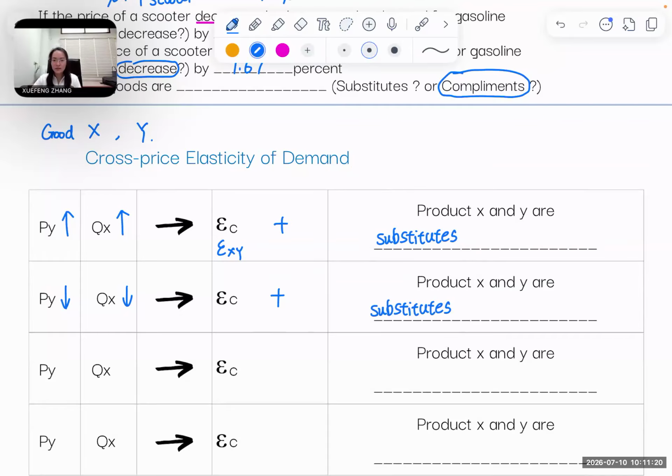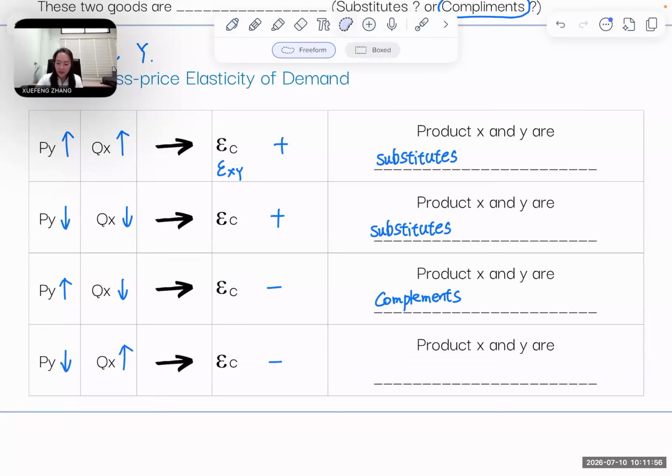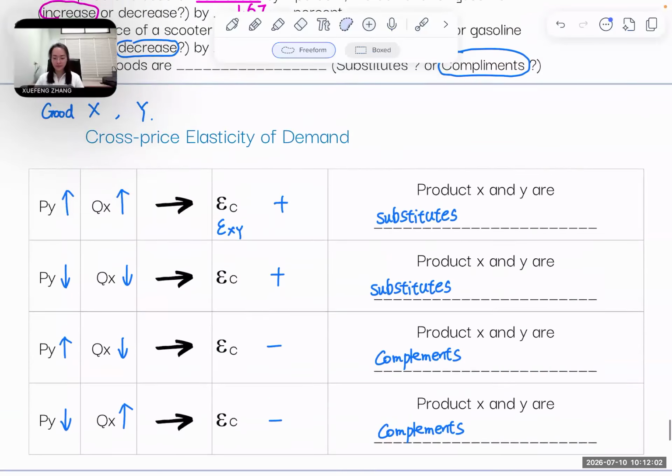Next one, if price of Y increases, but demand of X decreases. So here the epsilon C is negative, which means they are complements. Okay, so think about scooter price up, so less gasoline bought. The other way around, if price of Y decreases but quantity of X increases, in this case, the epsilon C is negative as well, and they are complements, right? This is the table.